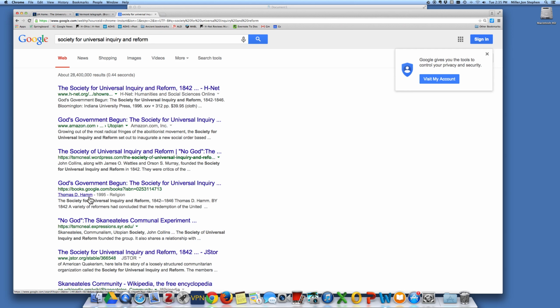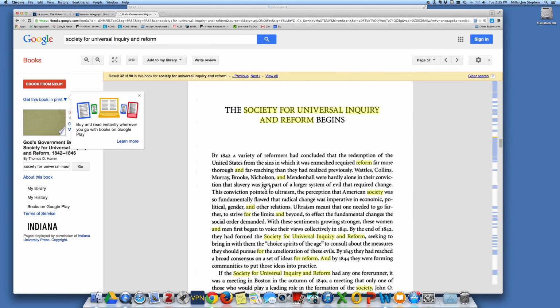Thomas Ham has written a book about the Society for Universal Inquiry and Reform. And I'm here in Google Books. I'm not buying the ebook for $33.01.